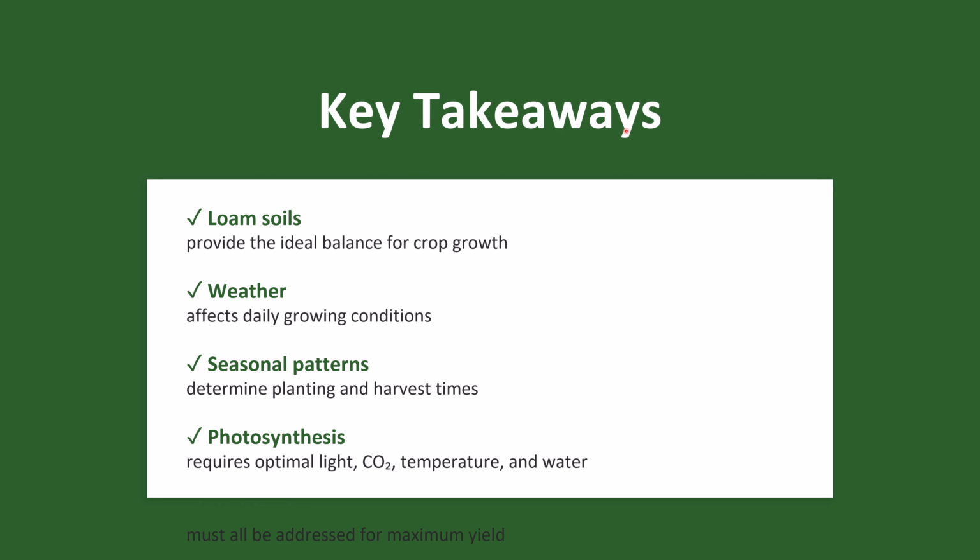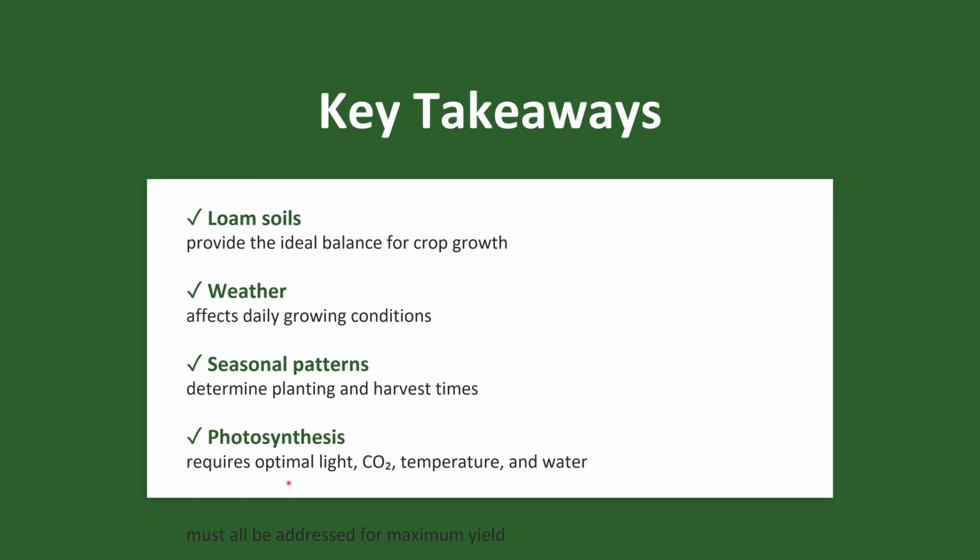To conclude our journey from ground up to the sky, let's recap the four pillars of successful agriculture. First is loam soils. We learned that a balanced mix of sand, silt, and clay provides the ideal gold standard for plant stability and health. Weather. We identified that daily atmospheric conditions, from temperature to cloud cover, dictate the immediate environment of the plant. Seasonal patterns. We saw how global regions must time their planting and harvesting perfectly to match natural wet and dry cycles.